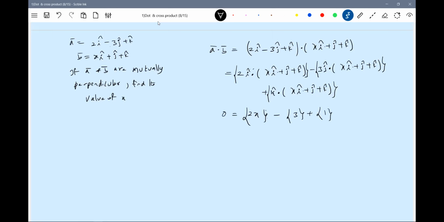Dot product of two vectors of this kind is 0 because, according to the formula, a bar dot b bar is a b cos 90, and cos 90 is equal to 0. Anything multiplied with 0 will be 0. So finally we end up with the equation 0 equals 2x minus 3 plus 1, so x equals 1.